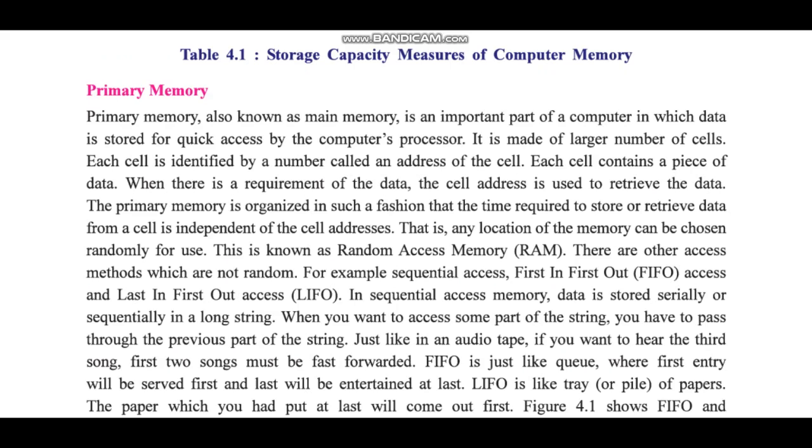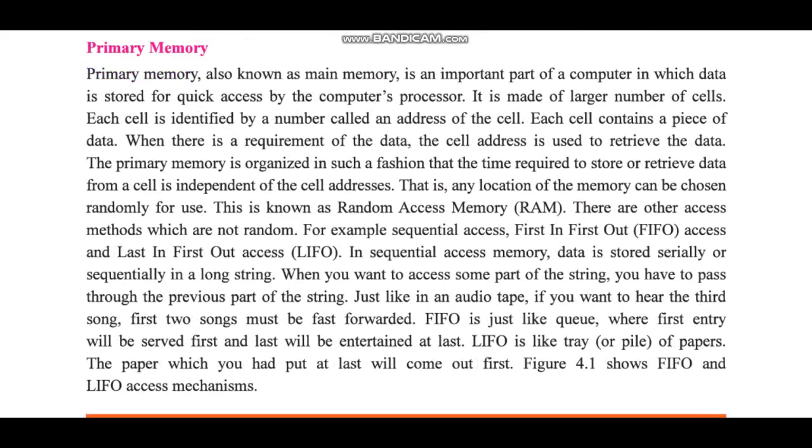If the primary memory is organized in such a fashion that the time required to store or retrieve data from a cell is independent of the cell address, that is, any location of the memory can be chosen randomly for use, this is known as RAM. RAM stands for Random Access Memory. And also there are other access methods which are not random, for example, sequential access, that is FIFO and LIFO. FIFO stands for first in first out and LIFO stands for last in first out.